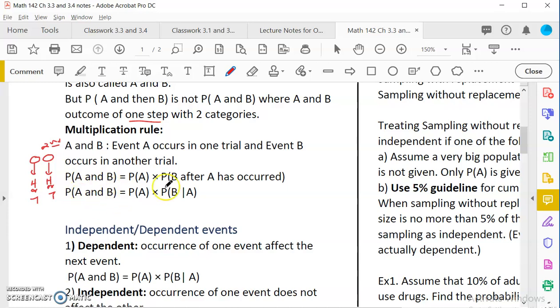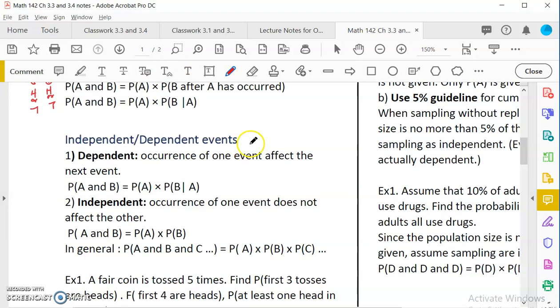So the way to find A and B, that means the first is a head, the second is also a head, is the probability of A first times the probability of B after A has occurred, because this is the second step. The probability of B is always a conditional probability. So probability of A times probability of B given A. So this is by default how you calculate A and B. Again, this and is and then, not the one cell that we talked about.